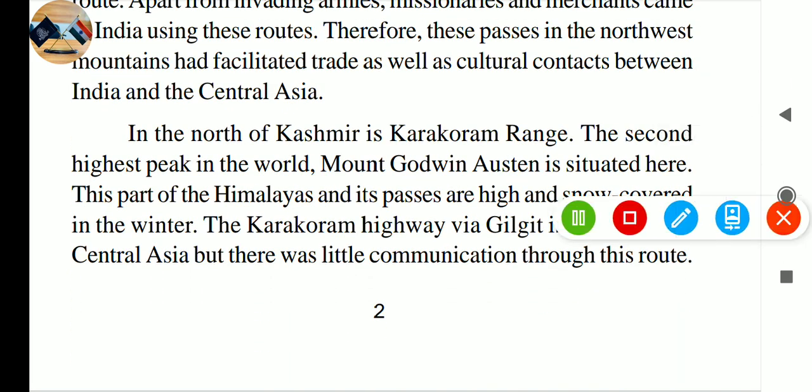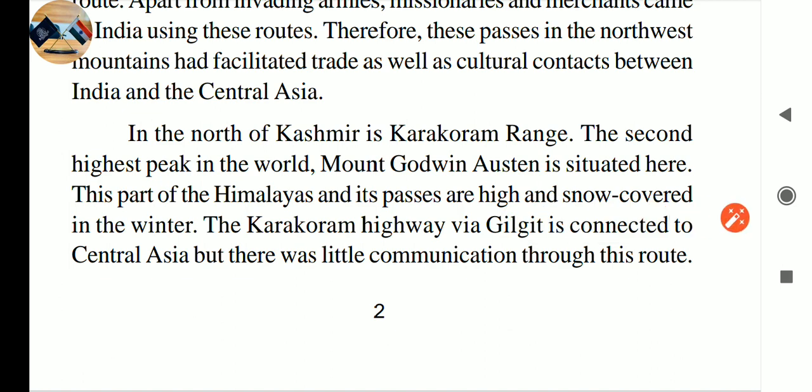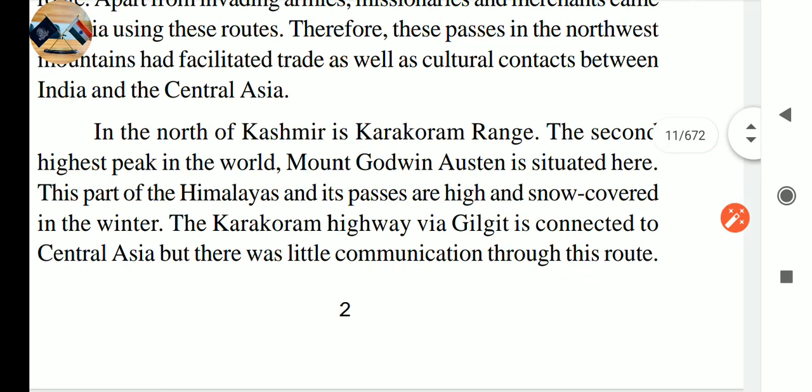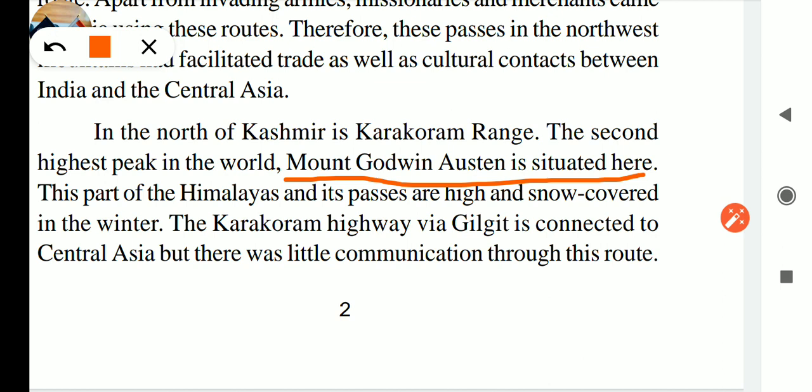Before going to the map, we have some more things. In the north of Kashmir, there is the Karakoram Range. That range, as I already showed, has the second highest peak in the world, Mount Godwin Austen, also called K2. This part of the Himalayas is high-end and snow-covered in winter. I will show you the Karakoram Range via Gilgit, connected to Central Asia. But through this there is not much communication, because that route is inhospitable.